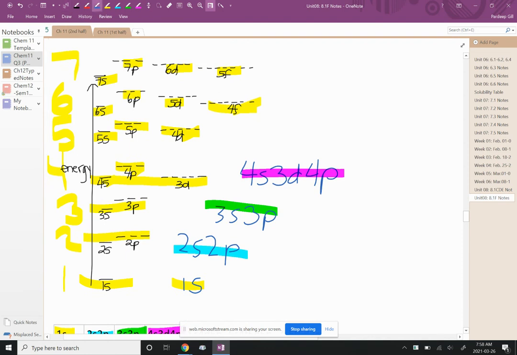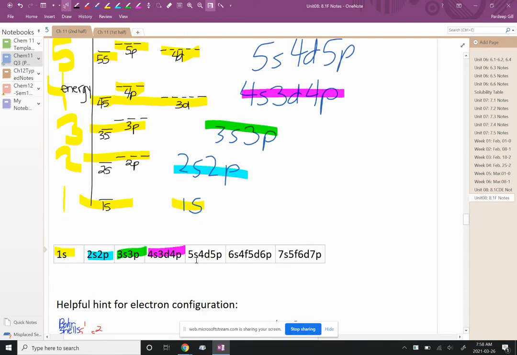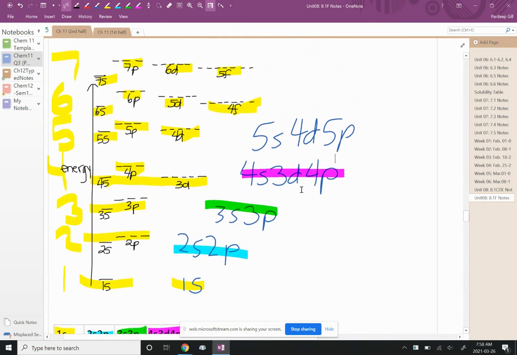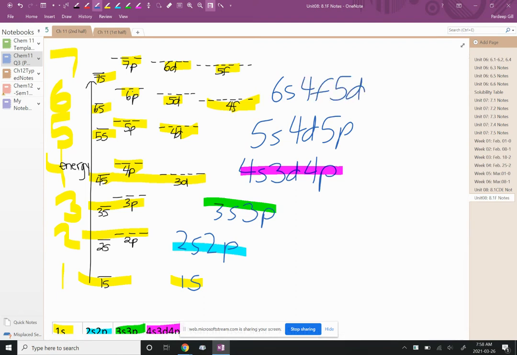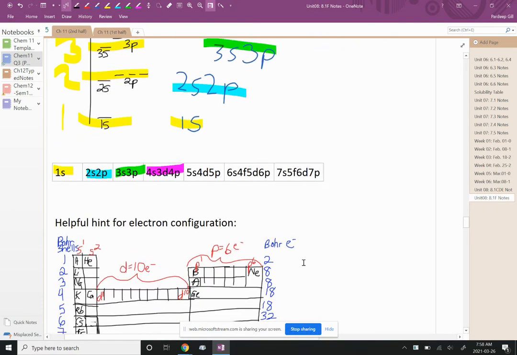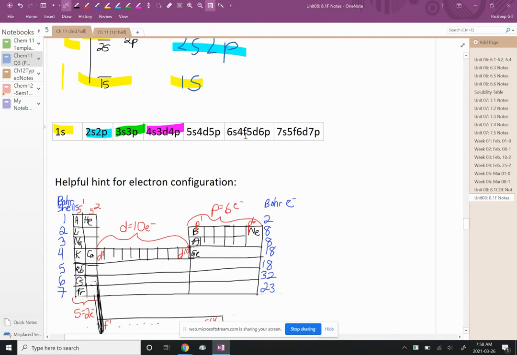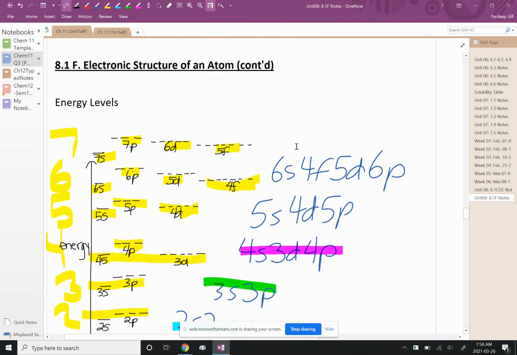And then energy level 5 is 5s, 4d, 5p, and that's what you see right here, 5s, 4d, 5p. And then we go on to 6s. Now, before we can get to 6p, there's a lower energy level 5d, but before we can get to that, there's 4f, and then 5d, and then 6p. And that's what you find right here. So you find 6s, 4f, 5d, 6p. And then the last one is 7s, 5f, 6d, 7p.